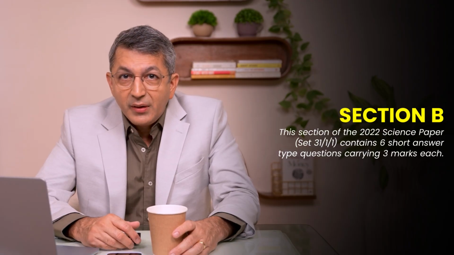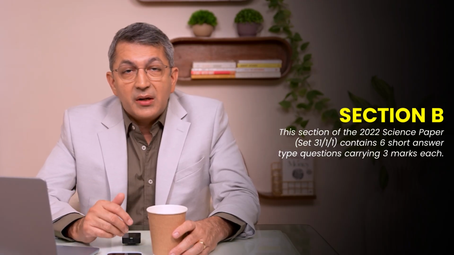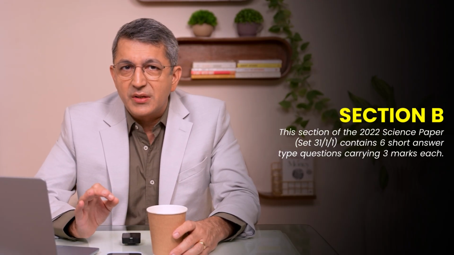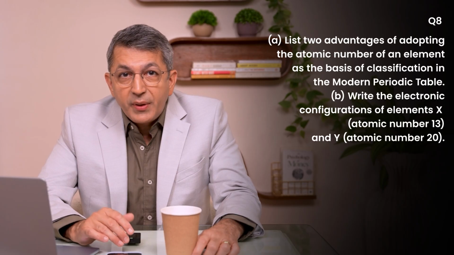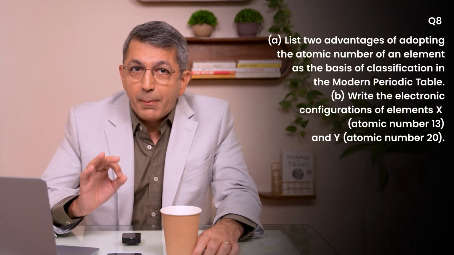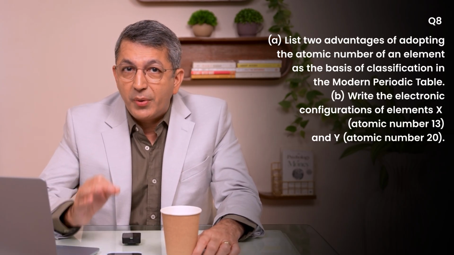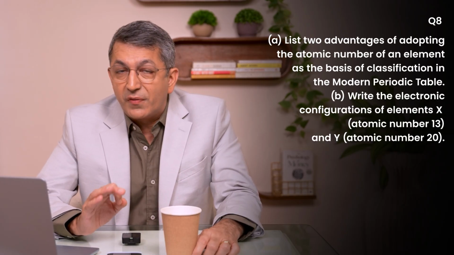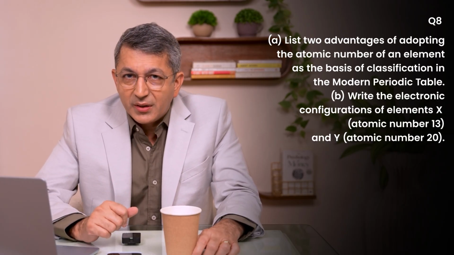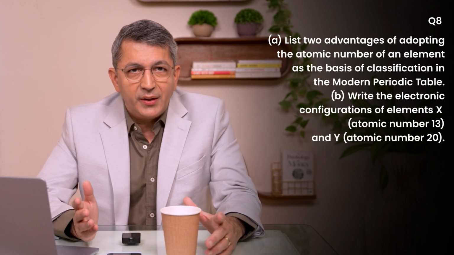And now we move on to section B. This section of the 2022 science paper set 3111 contains 6 short answer type questions carrying 3 marks each. Question 8a. List 2 advantages of adopting the atomic number of an element as the basis of classification in the modern periodic table. B. Write the electronic configurations of element X, atomic number 13, and Y, atomic number 20.